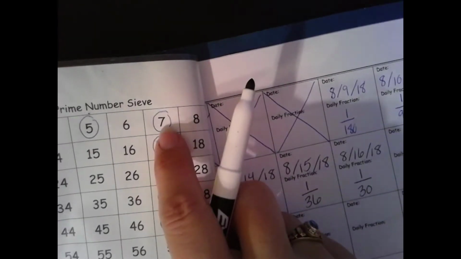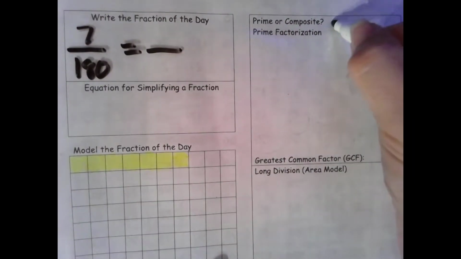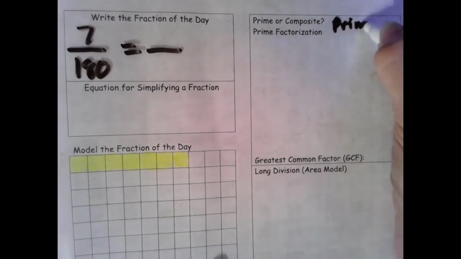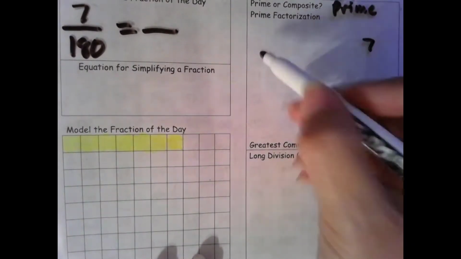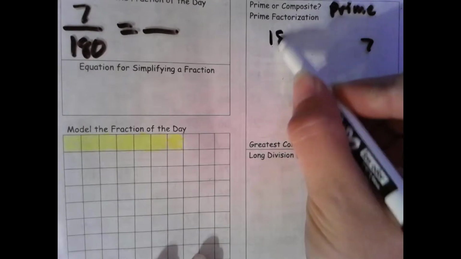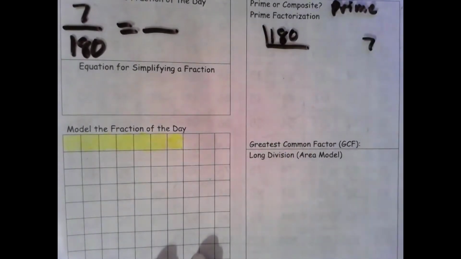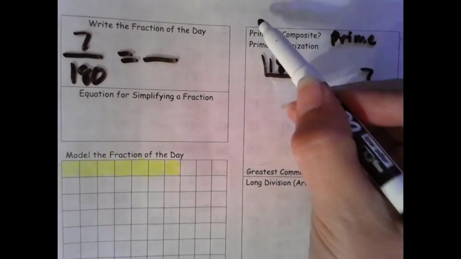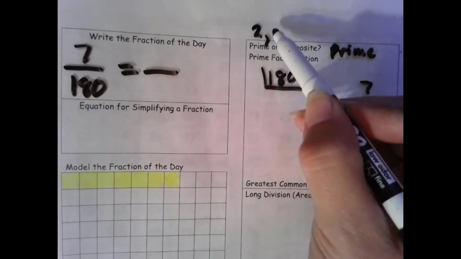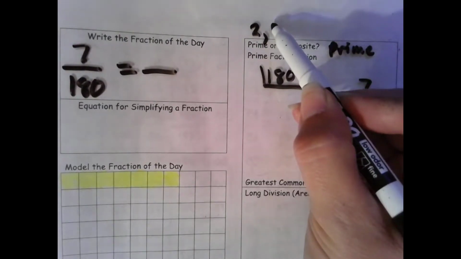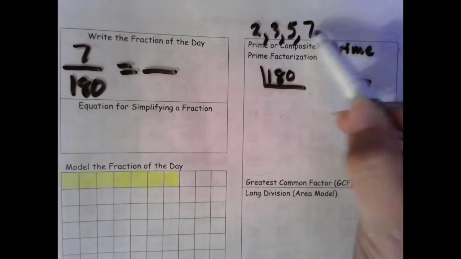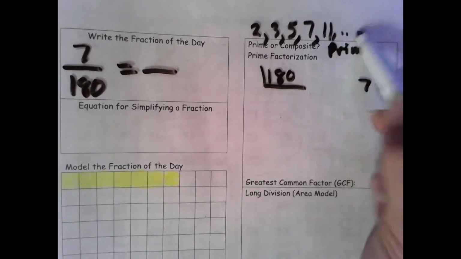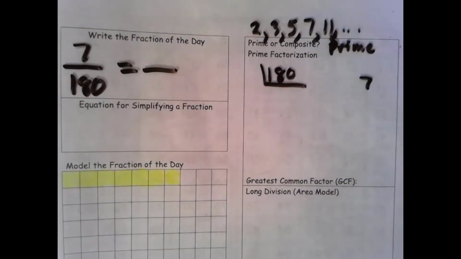Hopefully you remember that it is prime. So that means the factorization for our numerator is done. We just have to look at the prime factorization for our denominator. So we already know this one's 7. Now we just have to find for 180. So prime factorization, we're only finding factors that are prime numbers, and our first 5 primes are 2, 3, 5, 7, 11, and so on.